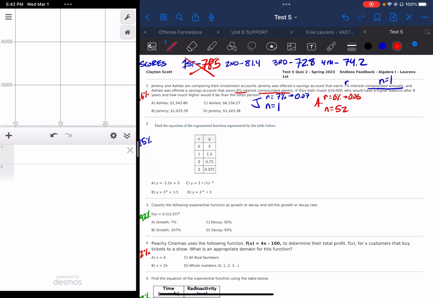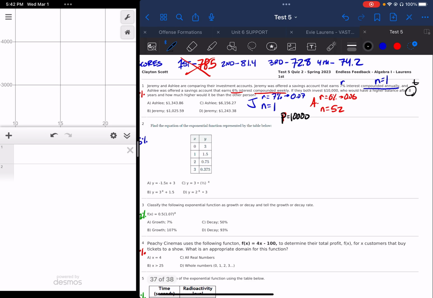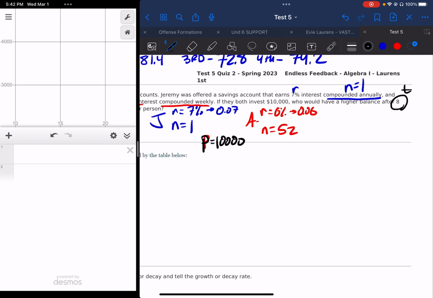And then the question says if they both invest $10,000, that means both of their initial principal that they put in, we'll do it in black, is going to be $10,000. They want to know who has a higher balance after a time of 8 years. So what you need to remember with this information is our compound interest formula. I can find the amount of money that's going to be in the bank by taking the principal and multiplying it by 1 plus the rate divided by the number of times it's compounded, all raised to the power of the number of times it's compounded times the amount of time that you're going to do it.